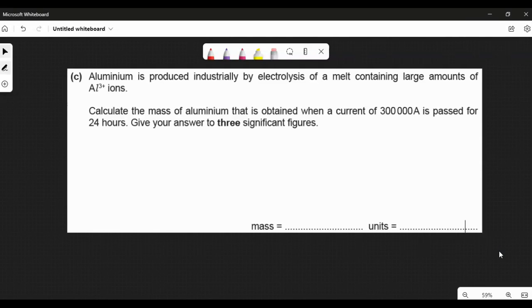This is from 2019. I think it's the March paper. Let me write this down. 2019 March, I think. Paper 42. All right, if you want to look at the answers.